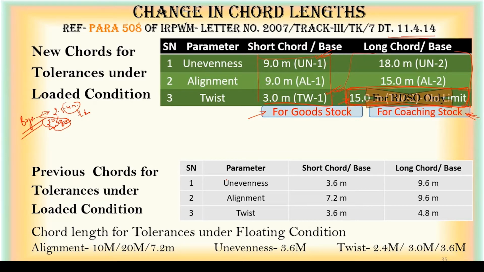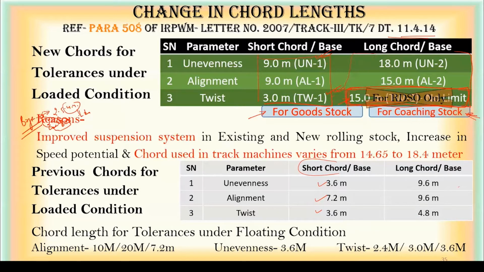Prior to that, these were the track chord lengths: unevenness 3.6 meter and 7.2 meter, and twist 3.6 meter in case of short chord, and for long chord 9.6, 9.6, 4.8. This has been revised. I told you why.